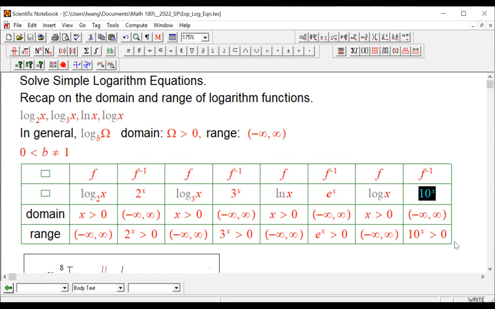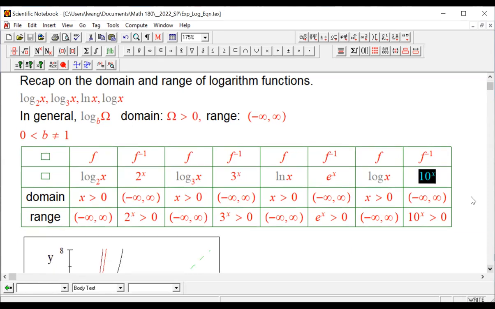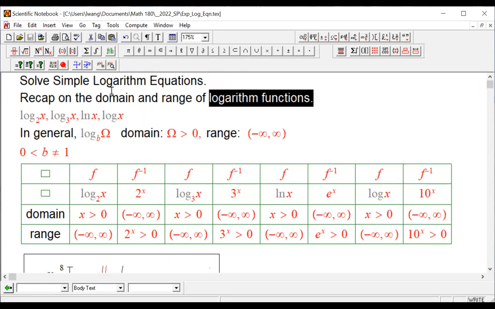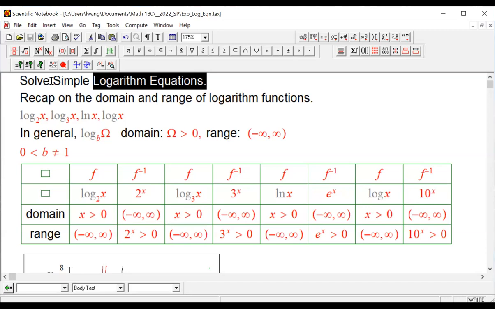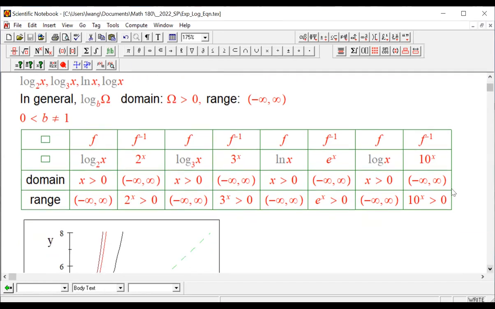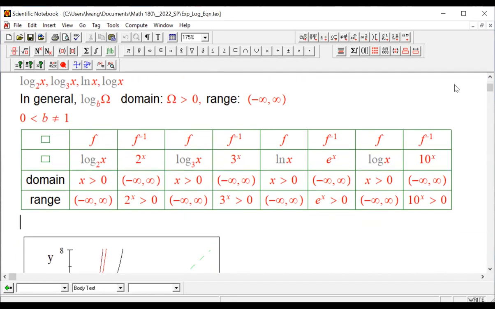Understanding the domain and range relationship is super important as we move forward with solving logarithm equations. And in this section, of course, we're only going to talk about solving simple logarithm equations. And in this relationship, we understand the correspondence.